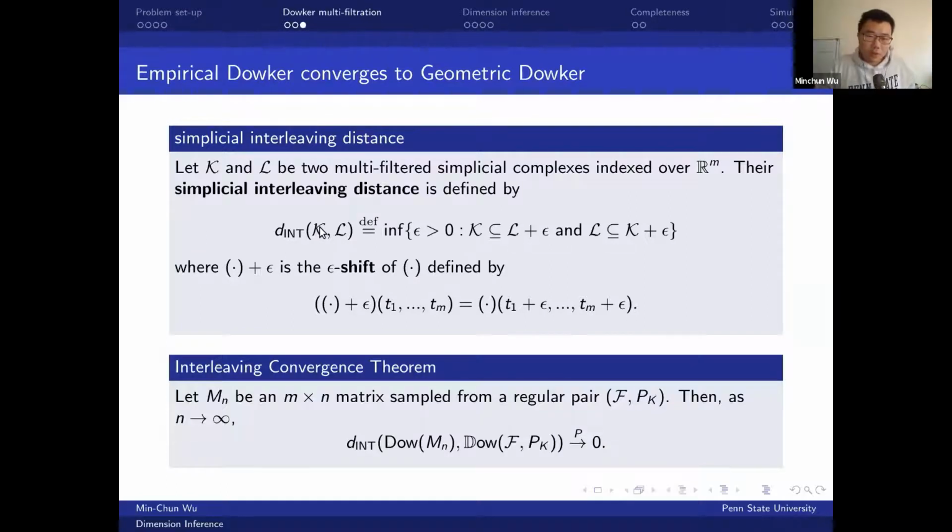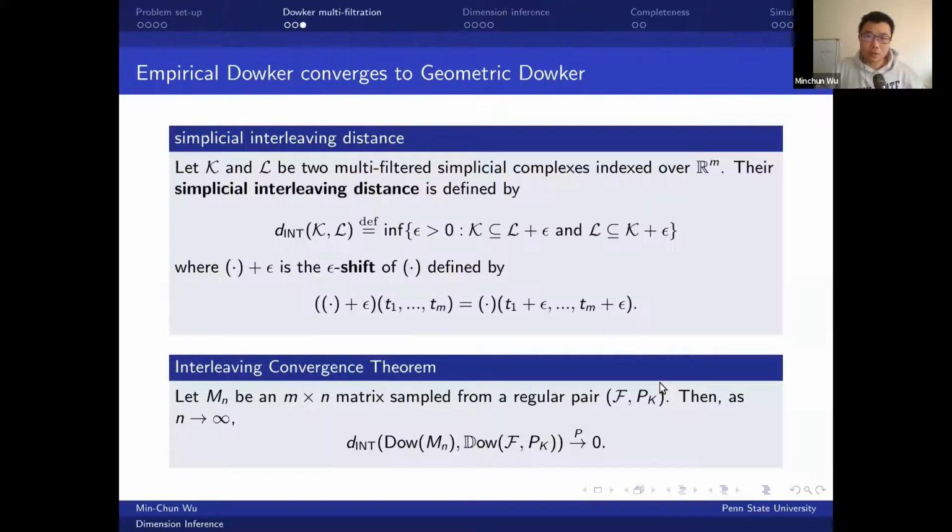And using this interleaving distance, we prove the following theorem. We call it the interleaving convergence theorem. Suppose M is a matrix sampled from the regular pair. Then as the number of samples goes to infinity, the empirical Dowker complex will converge to the geometric Dowker complex in interleaving distance in probability. So roughly speaking, we can use the empirical Dowker complex to approximate the geometric Dowker complex if we have sufficiently many samples.